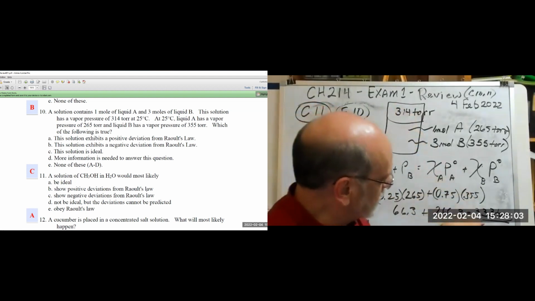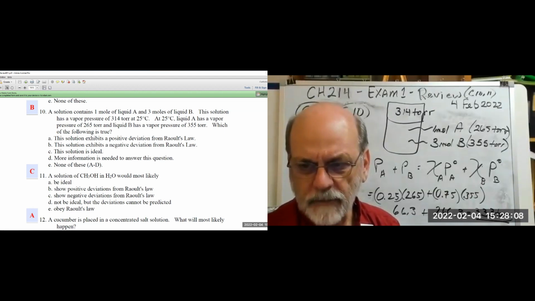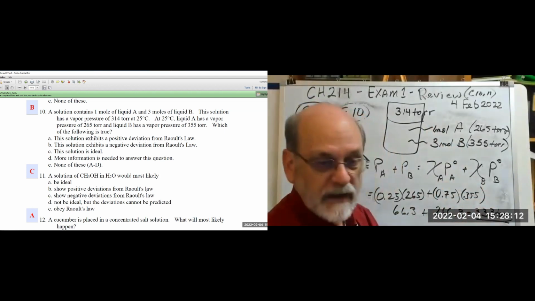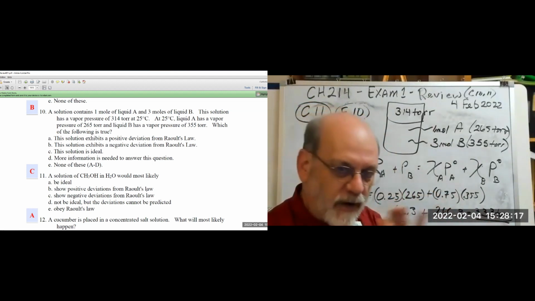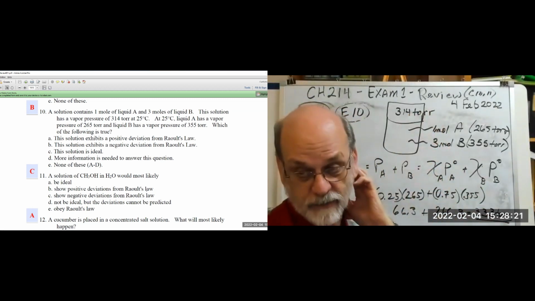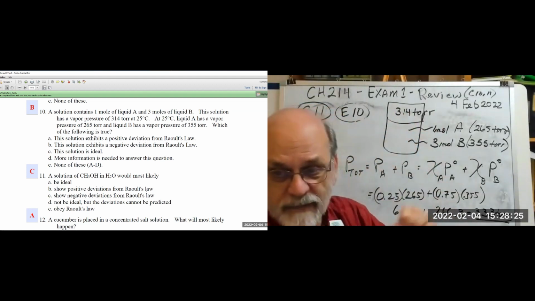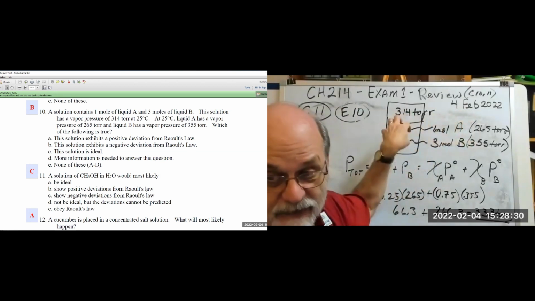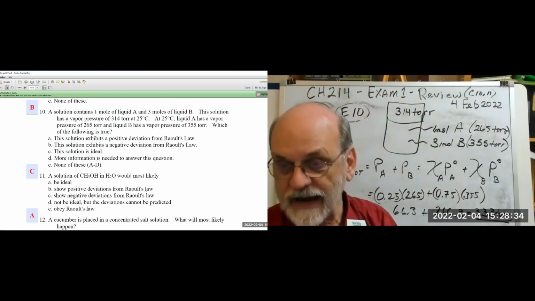So this value is less than that value, which doesn't change the answer, but this is the correct way to work it. We're expecting this one if this is a perfect solution, where there's no interaction, either positive or negative, between the two volatile members of that solution. We would expect 333, but it's less. So that means you're having an attraction between A and B in the solution. That's limiting the vaporization of either one.